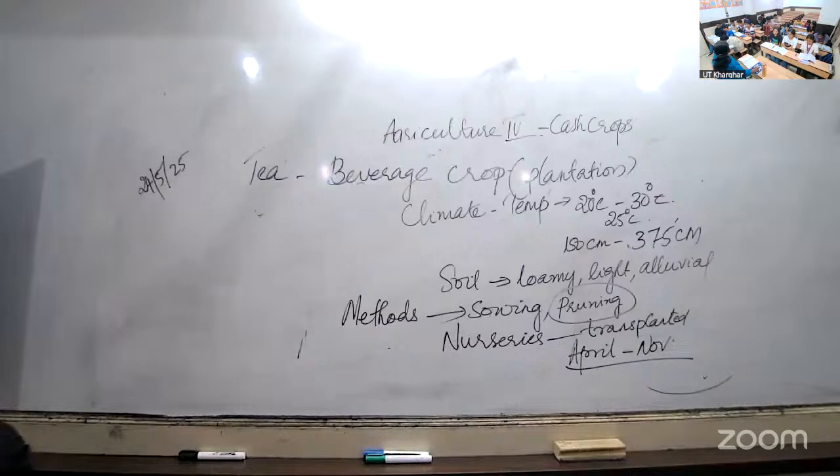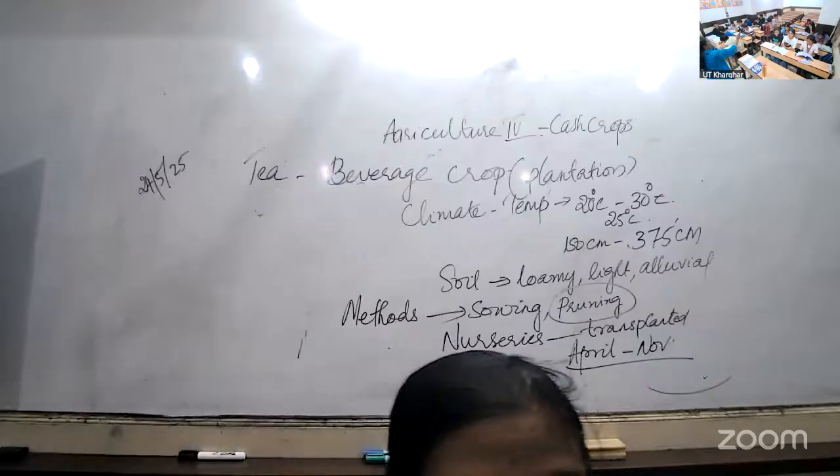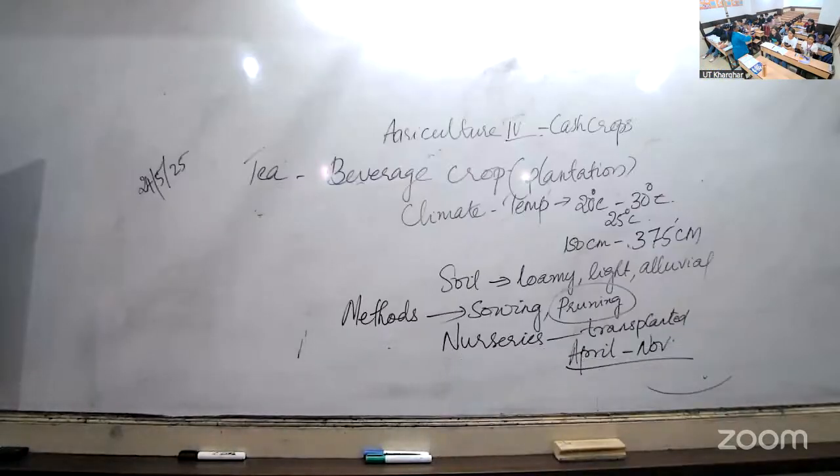Which are the varieties? Read. Three varieties are there: Coffea robusta, Coffea liberica, and Coffea arabica.